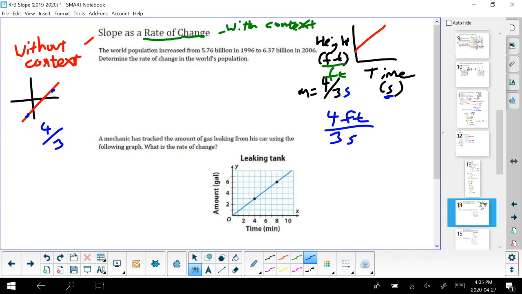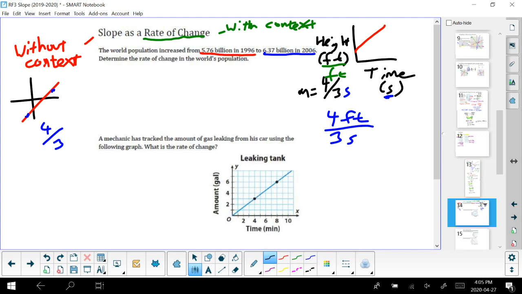It says that the world population increased from 5.76 billion in 1996 to 6.37 billion in 2006. Determine the rate of change in the world's population. Now, at first glance, it doesn't seem like this question gave you a lot to work with. We need to first understand that in order to calculate the slope or the rate of change of something, we need 2 points. So where do my 2 points come from? We're actually going to be looking at two separate data points here. We look at 5.76 billion in 1996, and then our second point, we go up to 6.37 billion in 2006.